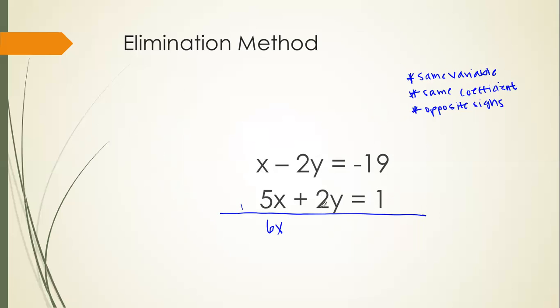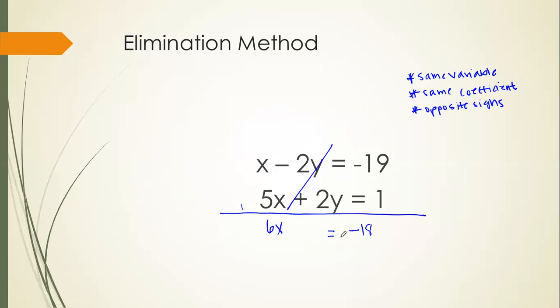What about minus 2y plus 2y? What would happen to these? So if I have negative 2y and positive 2y, what happens to them? They cancel out. They're gone, right? They eliminate. So bye-bye, y's equals, what is negative 19 plus 1? Negative 18.